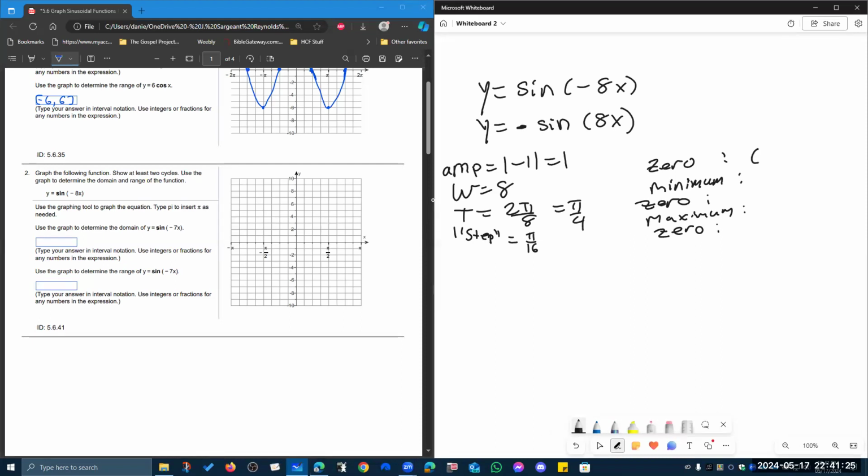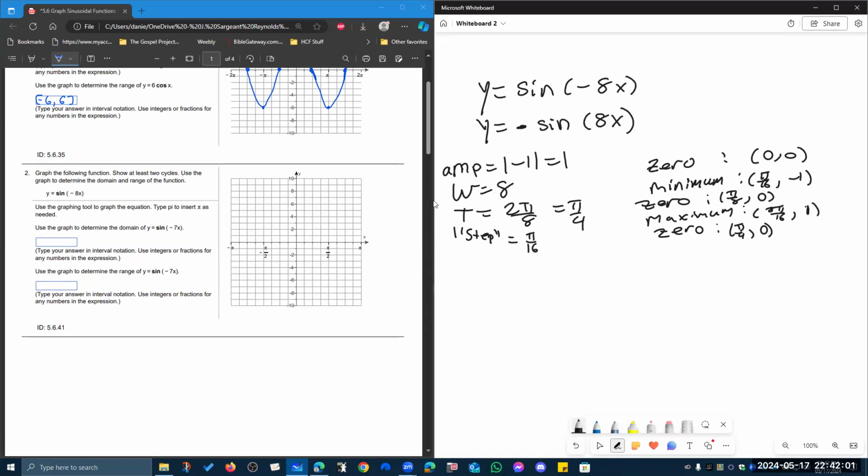there is no horizontal shift, so this is at 0, 0. And then we're going to go to pi over 16, and the minimum is going to be at -1. And then this is going to be at pi over 8, and this is going to be back at 0. And then this is going to be 3 pi over 16, and that's going to be at 1. And 2, 3, 4 pi over 16 is pi over 4, and that's back at 0.